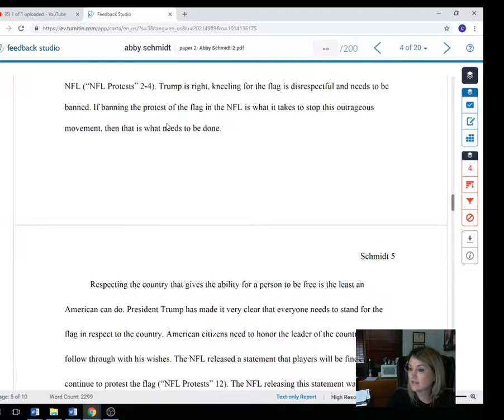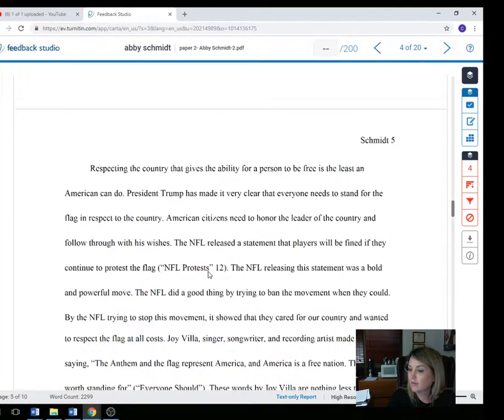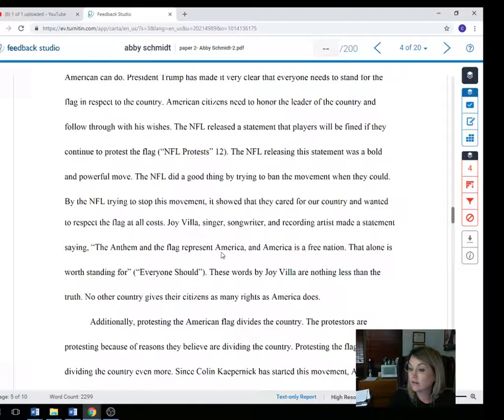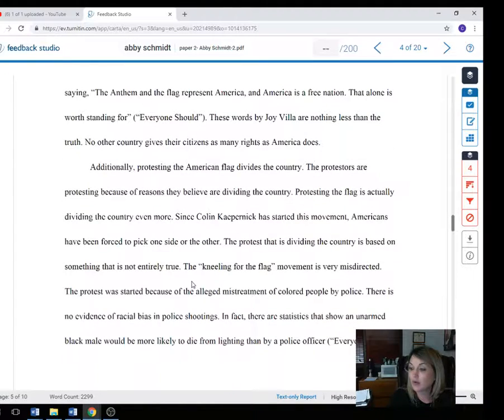And I like this sentence. It's a good ending sentence. I don't have any criticisms for this down here, except the page numbers. And that's all. I think you should be proud of this paper. I think you've done very well. And if you have questions on your feedback or your grade, let me know.